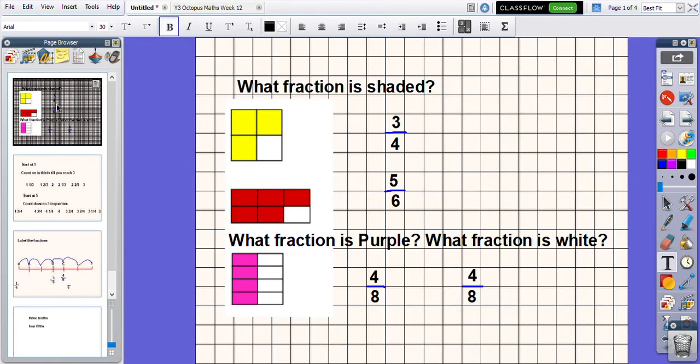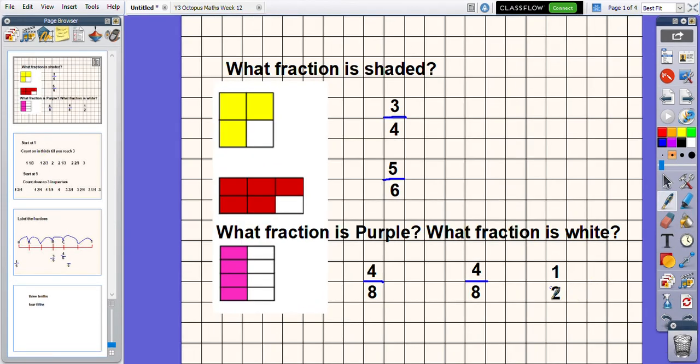To answer our bonus question, if you have remembered to do it, 4/8 is equivalent to 1/2. Because 4 divided by 4 is 1, and 8 divided by 4 is 2. Well done if you got that right.